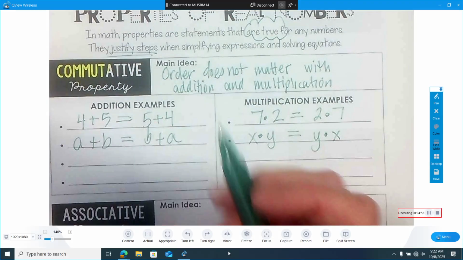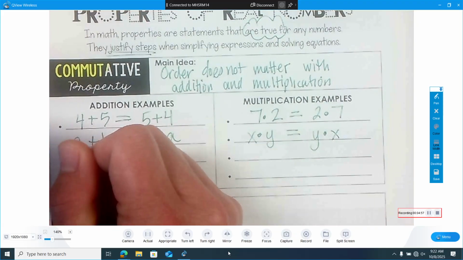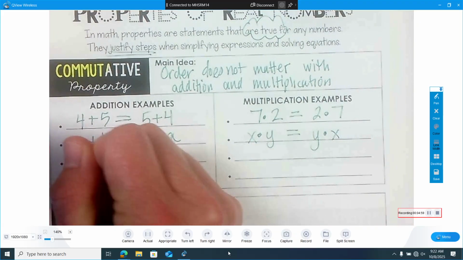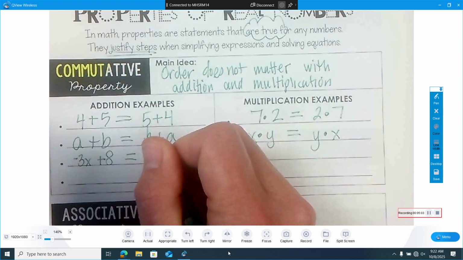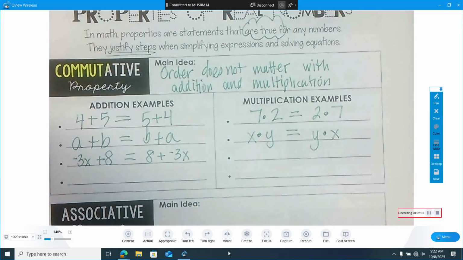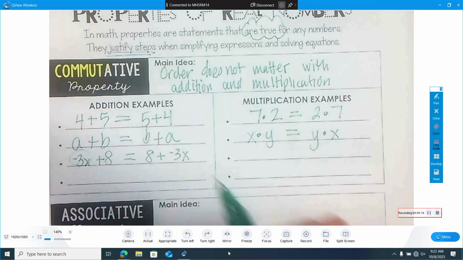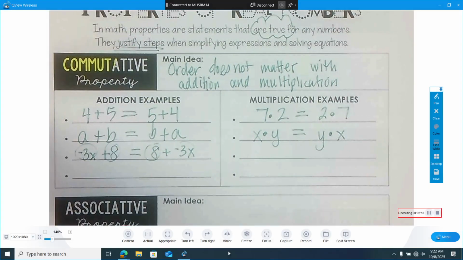And the same is true if I get really algebraic here. I could say something like negative 3x plus 8 is the same as 8 plus a negative 3x. All I'm doing is swapping the order there of those two items, the negative 3x and the positive 8. Okay, they're just trading places.